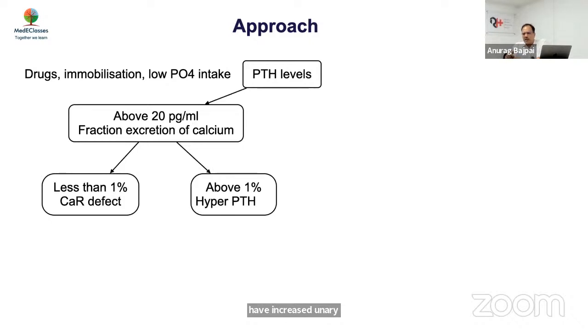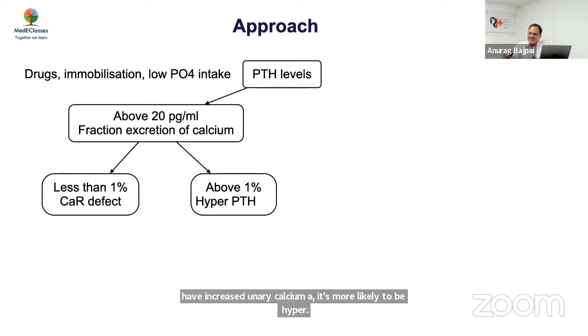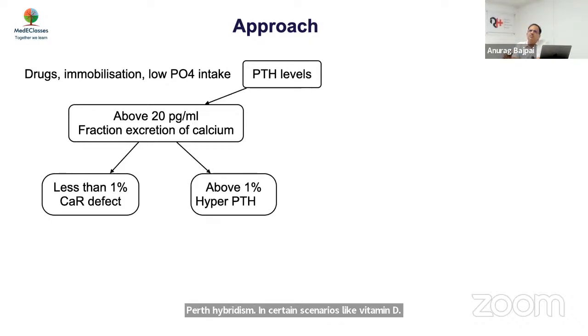In certain scenarios, like vitamin D deficiency, this hypercalciuria may be masked. So before making a diagnosis of calcium sensing receptor defect, if you check that your vitamin D levels are low, it may be better to give a course of vitamin D and see whether the urinary calcium is going up or not to identify the diagnosis.